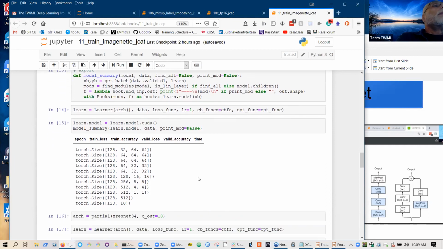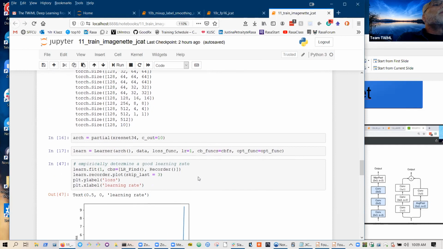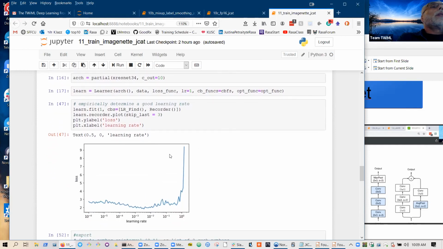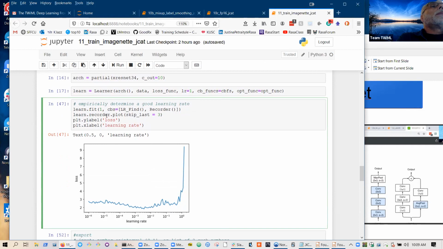Anyway, so the rest of it is just, he determines a good learning rate by running this learn.recorder. He plots the learning rate versus loss. I put labels on this plot because otherwise I forget what's being shown. It would have been easy to put that in the original callback to actually put labels on the plot, but anyway, I just added them afterwards.